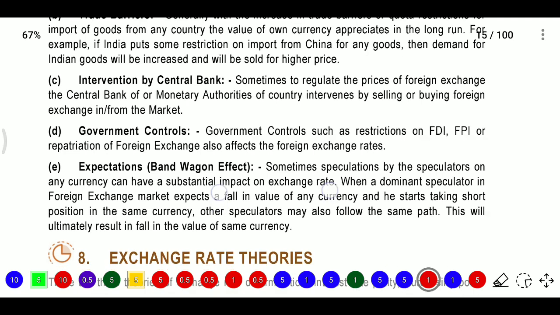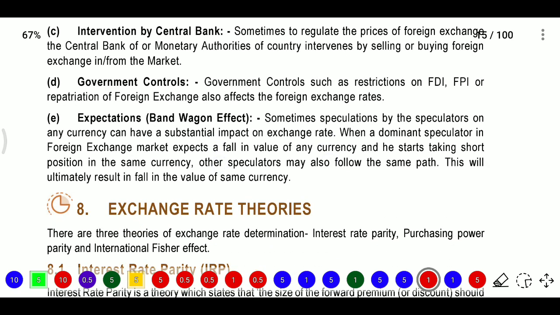Next, expectation, that is the bandwagon effect. Sometimes speculation by speculators on any currency can have a substantial impact on exchange rates. So we have speculations done by the speculators, and they can substantially impact exchange rates on any currency.